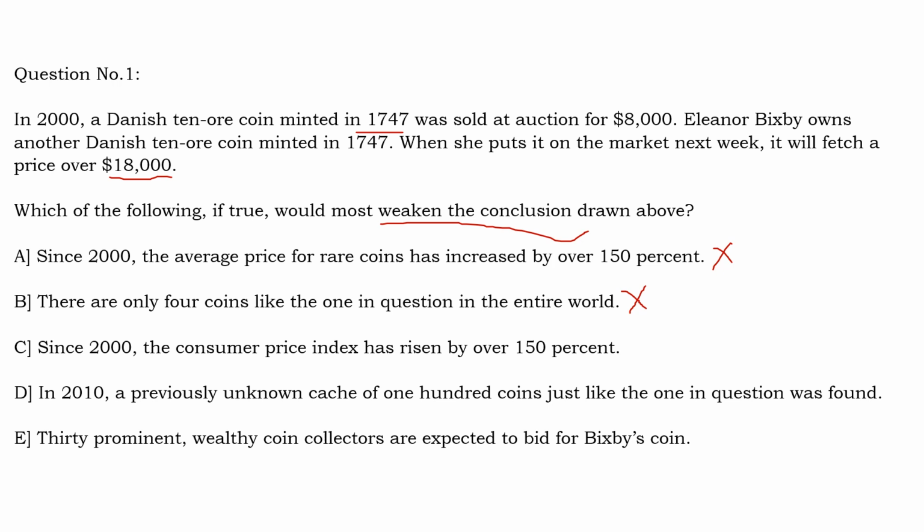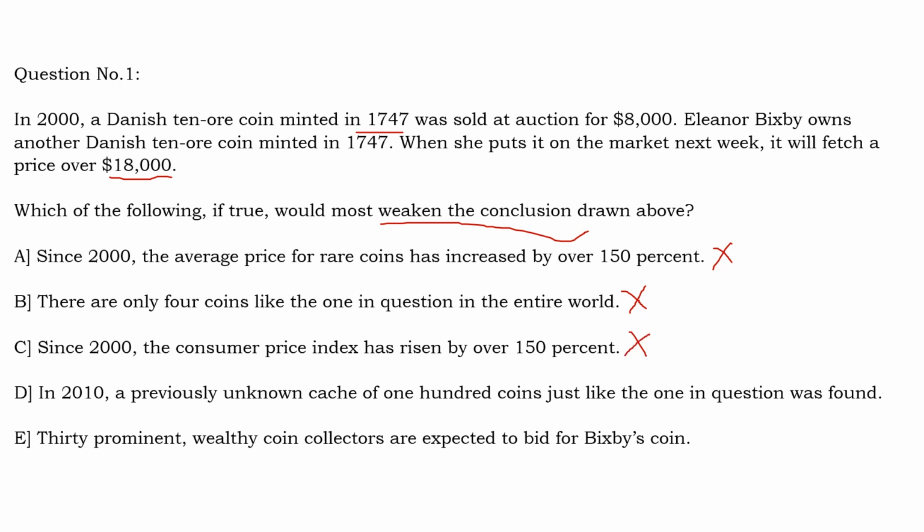So you add $12,000 to $8,000, which is $20,000, whereas she is expecting $18,000. So definitely she will get $18,000 since the consumer price index has risen by 150 percent. This again is supporting or strengthening the conclusion, not weakening it.